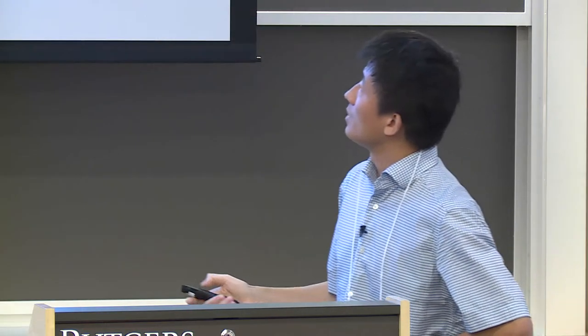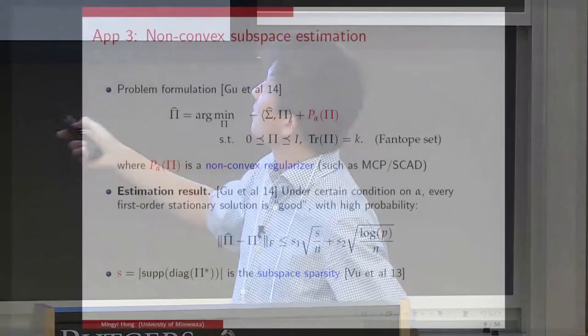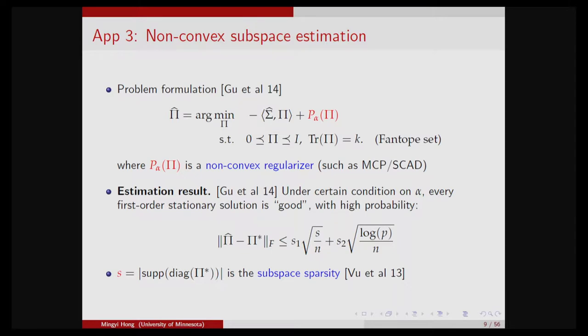Okay? So one of the formulations, provided in recent work in NIPS, is the following. This is the estimation problem that the authors set: we minimize minus the inner product of sigma hat with pi, plus a regularizer. This regularizer is a non-convex regularizer, either MCP or SCAD. Now the constraint is that the variable we try to estimate, the covariance, lies in a Fantope set, which means that it is bounded from 0 to I. This is a semi-definite operator, and the trace equals k.